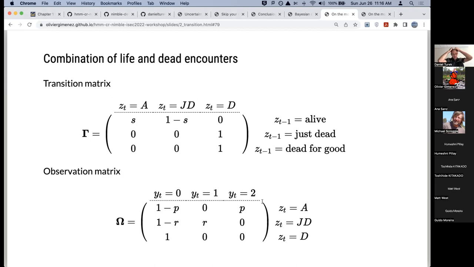Encounters. This is fascinating. I can't believe all the things people apply these to. It's just really, really remarkable.